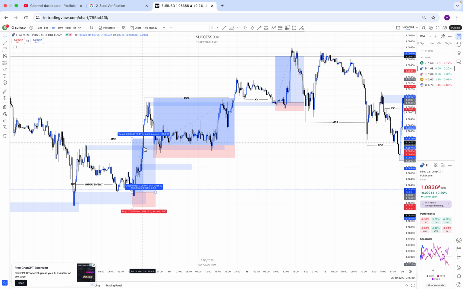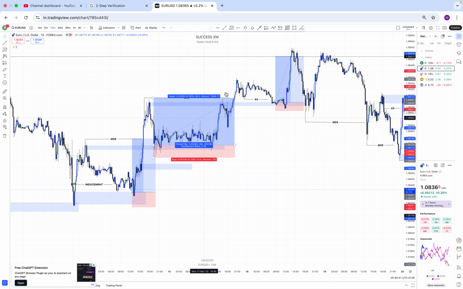A break of structure. I marked my breaker block. The inducement was somehow far, so I did not take this trade. It was a slow trade, however, but it still hit TP.